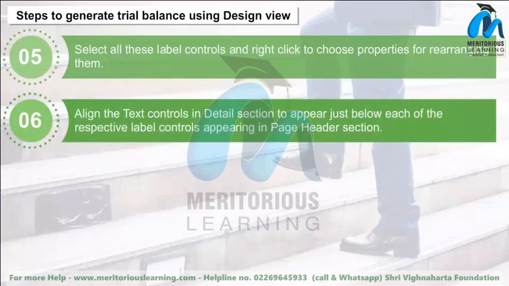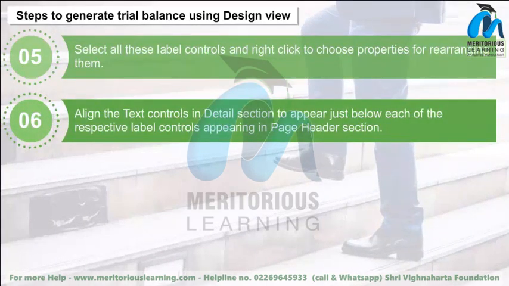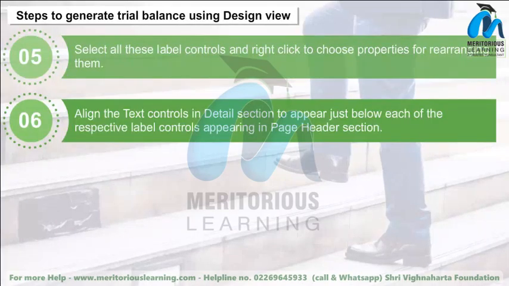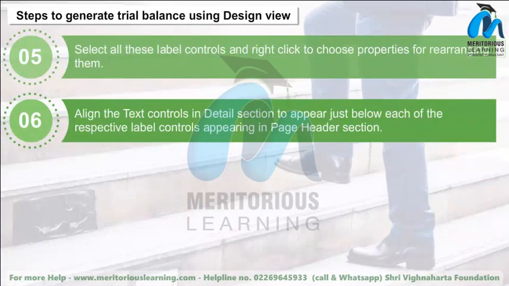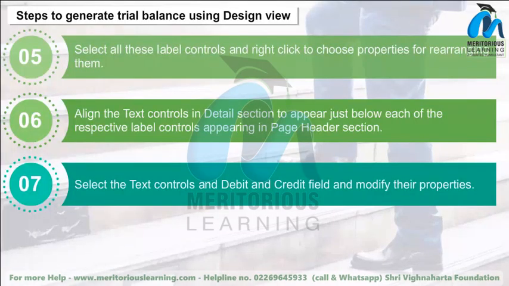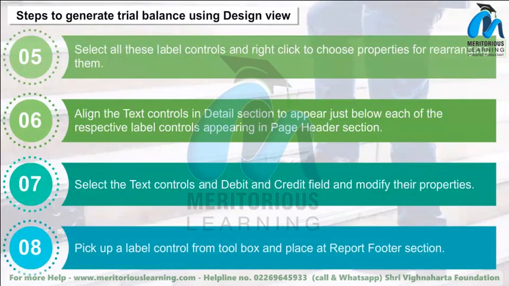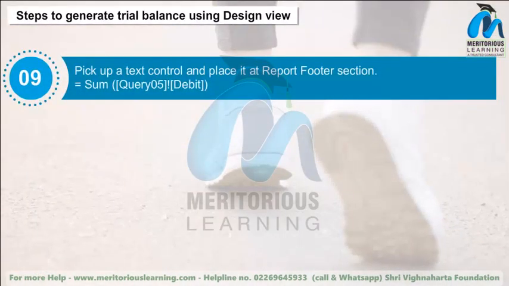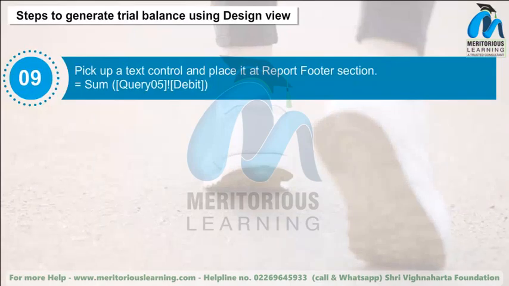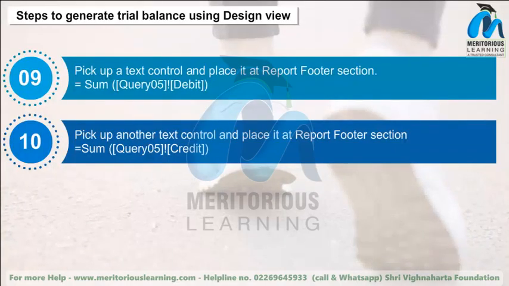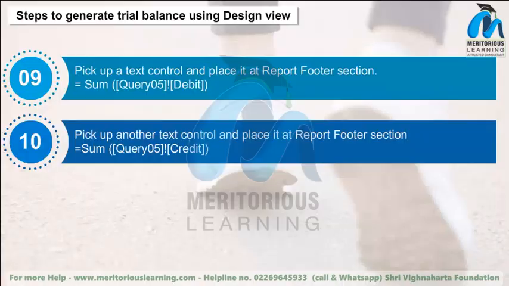6. Align the text controls in detail section to appear just below each of the respective label controls appearing in page header section. 7. Select the text controls of debit and credit field and modify their properties. 8. Pick up a label control from toolbox and place at report footer section. 9. Pick up a text control and place it at report footer section. 10. Pick up another text control and place it at report footer section.